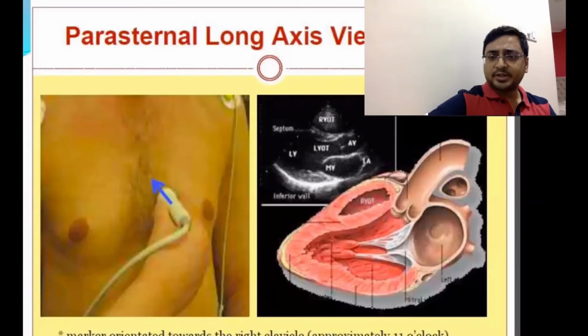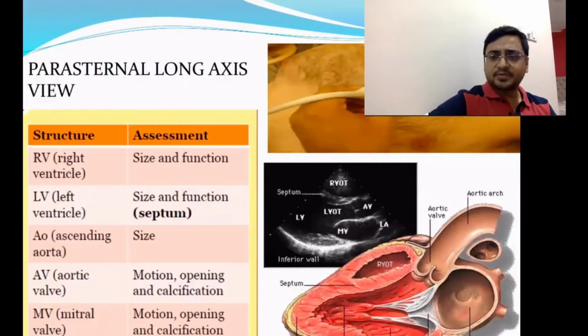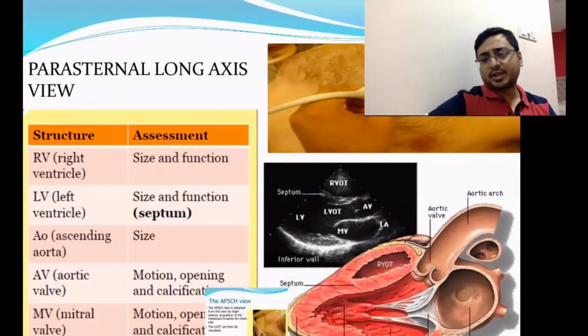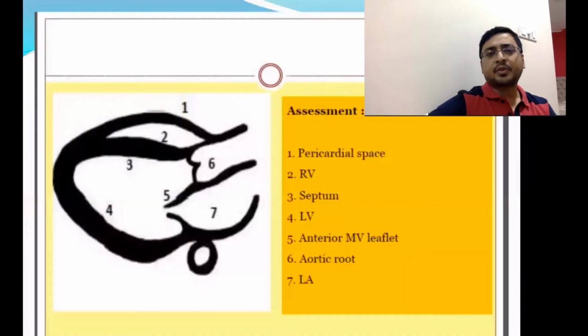This is the parasternal long axis view, and on the right side of the image you can see the structures: LVOT, RVOT, mitral valve, aortic valve. You can see the pointer is directed towards the right shoulder. This is very important, because if you change it, the image will be inverted. The parasternal long axis view is very important for diagnosis of several disorders, as it shows the right ventricle, left ventricle, ascending aorta, aortic valve, mitral valve and pericardium. Different disorders can be diagnosed from this, and it is one of the most important views.